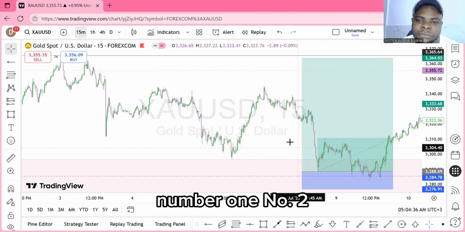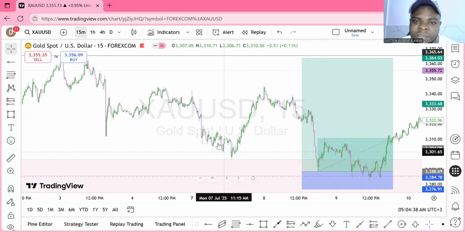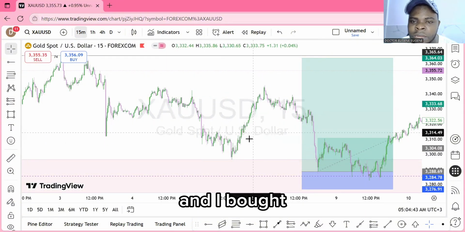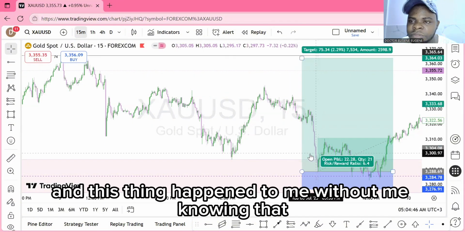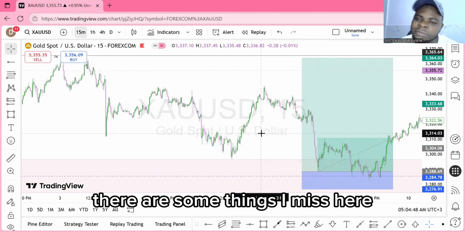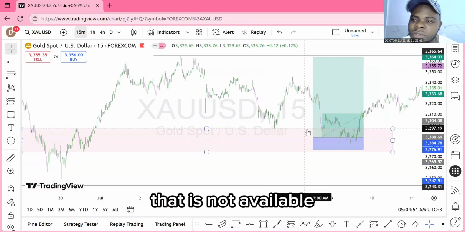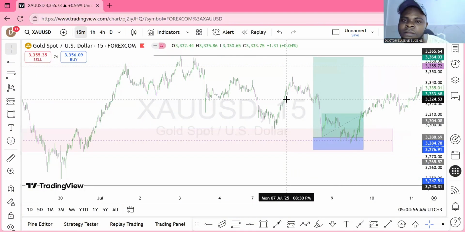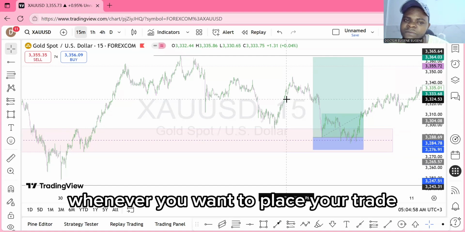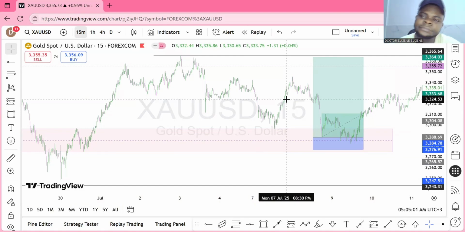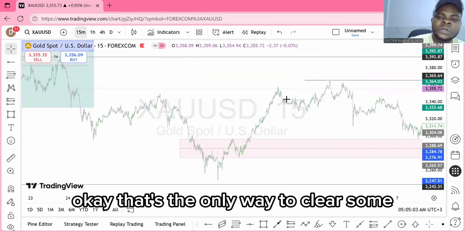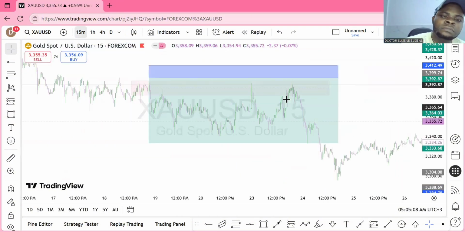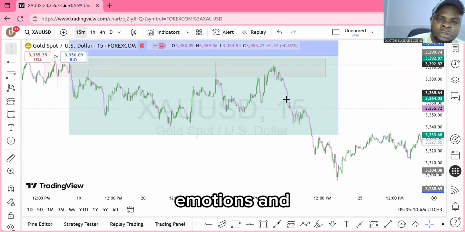Number one. Number two, this market, there is a break of structure, there is inducement, there is a zone, and I bought, and this thing happened to me without me knowing that there are some things I missed here that are not available. That's why you have to focus more on higher time frame. Only go to lower time frame whenever you want to place your trade. Okay, that's the only way to clear some emotions.